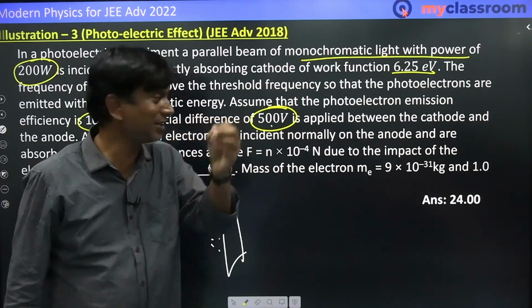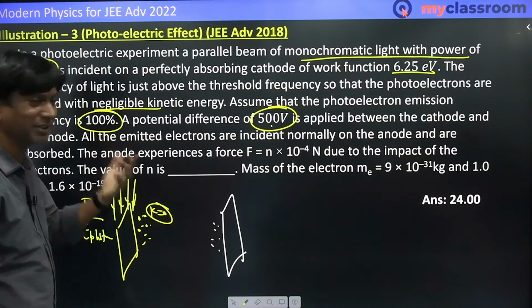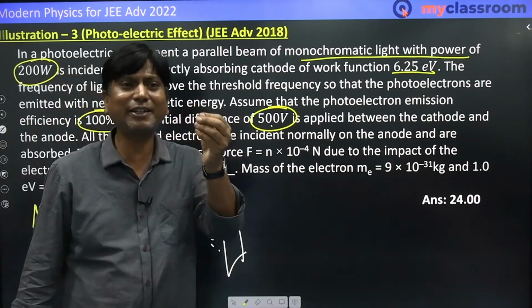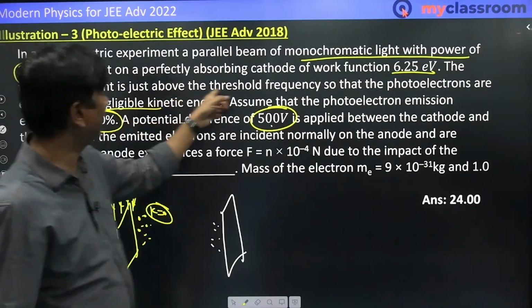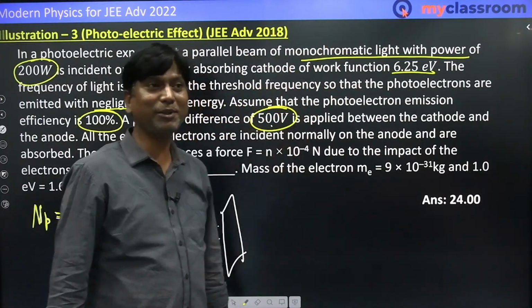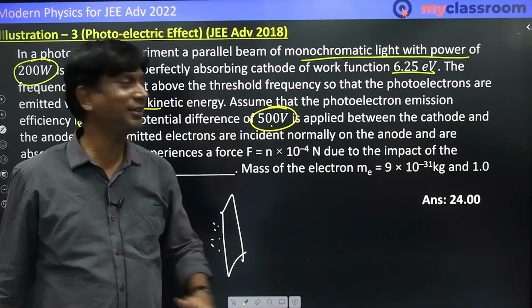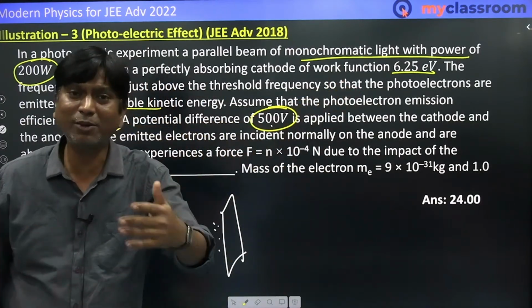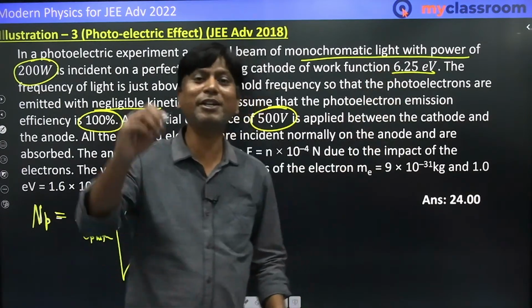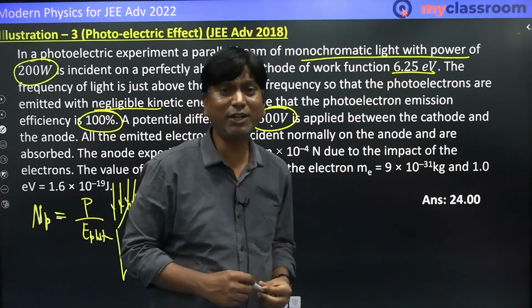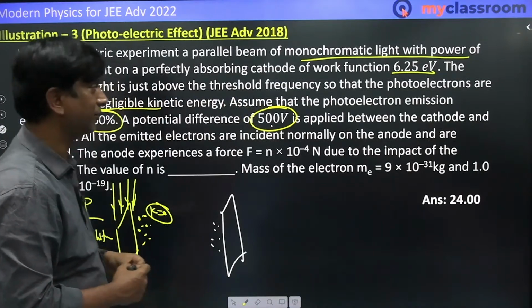The energy of each photon is such that it is slightly greater than the work function, because clearly they have given a frequency slightly above the threshold frequency. So you can take it as almost equal to the work function. The work function is 6.25, so the energy of each photon is also 6.25 electron volts.